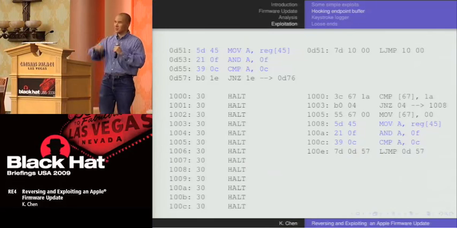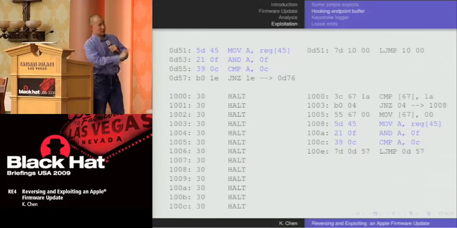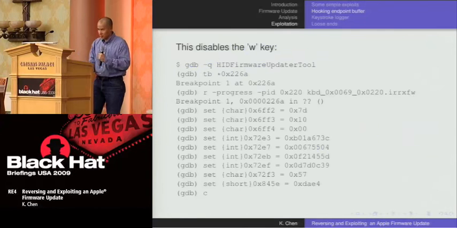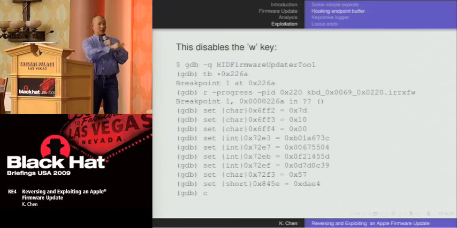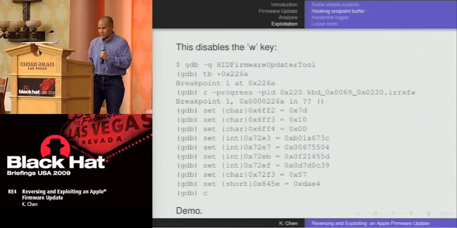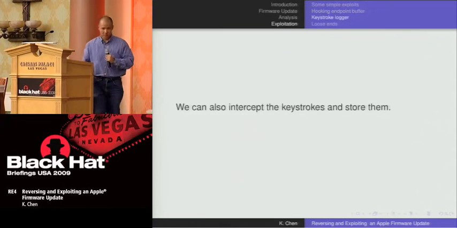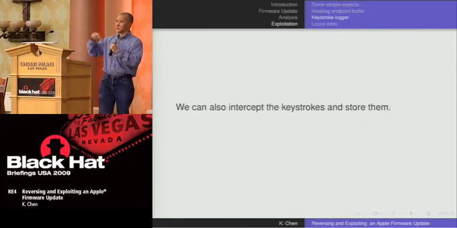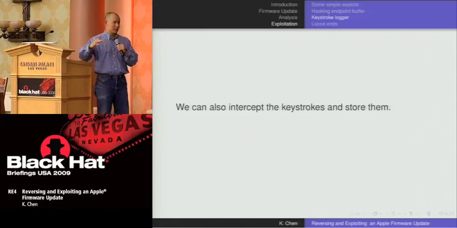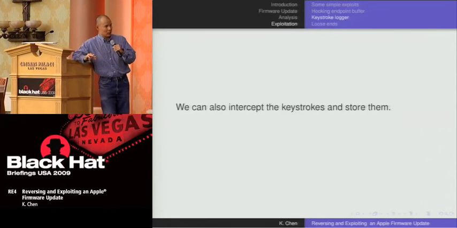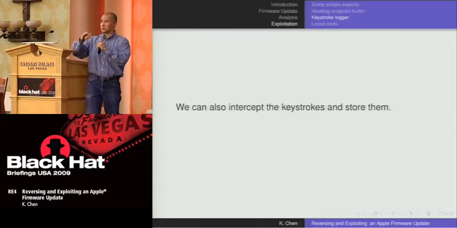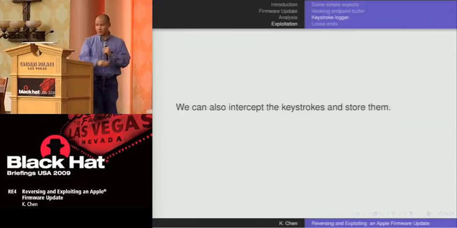I can actually completely disable the keyboard. I'm just doing this as an example to pay homage to what the Clinton staffers did. So I've already disabled the W key. That's the exploit, and I just gave you a demo. But those first three exploits are not a big deal. What we can also do is intercept the keystrokes and store them.